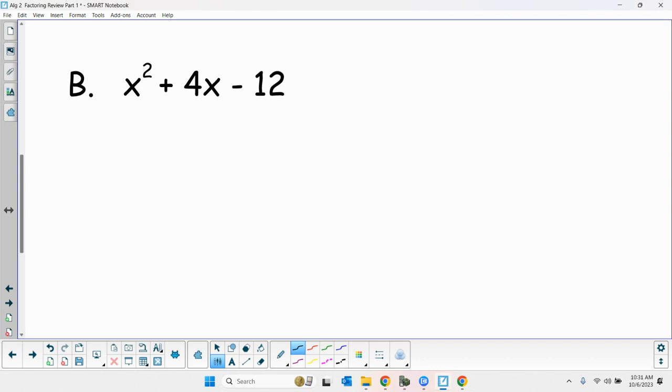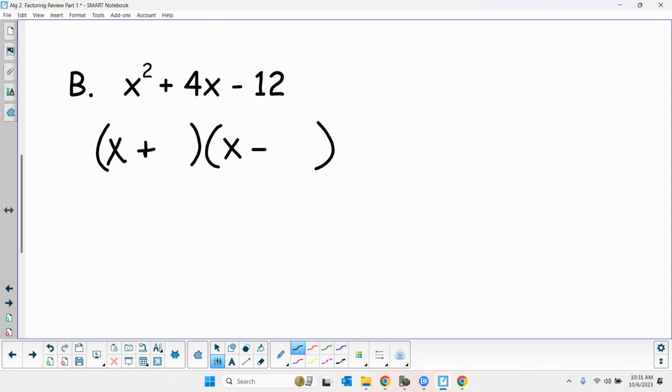Is there a GCF? No. I know it's not a difference of squares or sum or difference of cubes because those only have 2 terms. I know it's not a special trinomial, number 4, because it's not a positive perfect square for C. 12 is not a perfect square, and again, it's not positive. So it's one of those regulars. And again, since A is 1, it's just going to be x times x. And since 12 is negative, one of these is plus and one's minus.